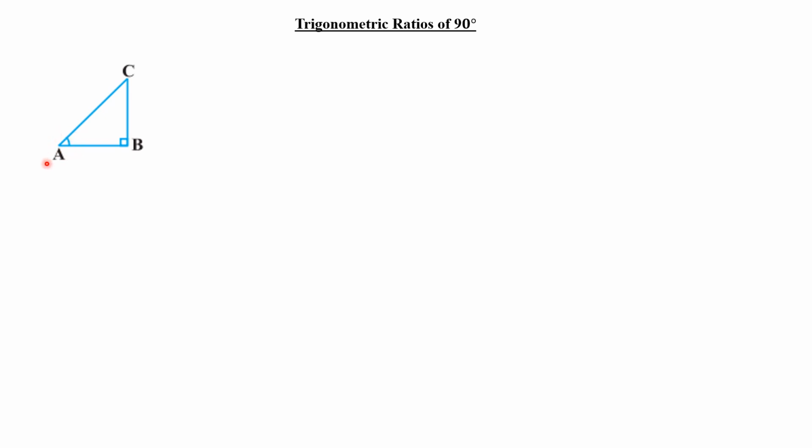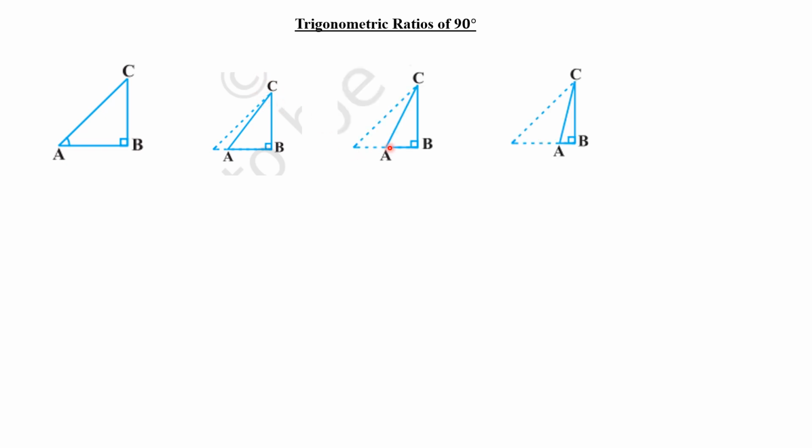Now you can see angle A is not a 90 degree angle over here. So to make it 90 degree, what you have to do? Slowly you have to increase this angle A. And what will happen when you increase the angle A? What is the effect on angle C? You can see as you increase angle A, angle C is decreasing, isn't it? And when angle A becomes close to angle B, then only it will become 90 degree. And in that case, angle C will become 0 degree.